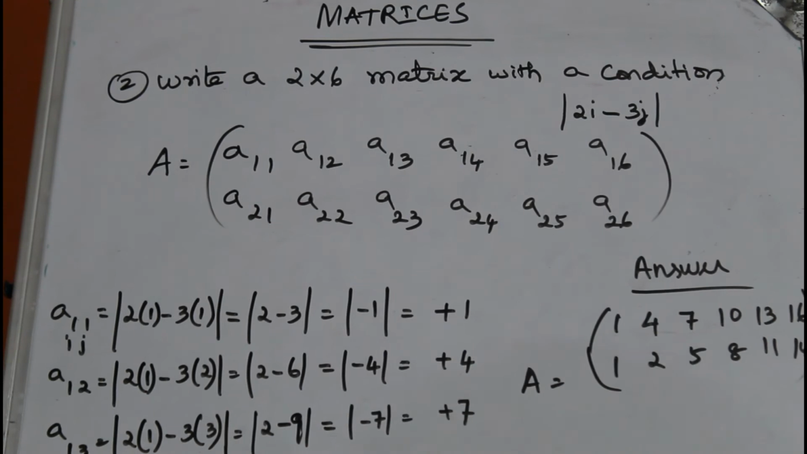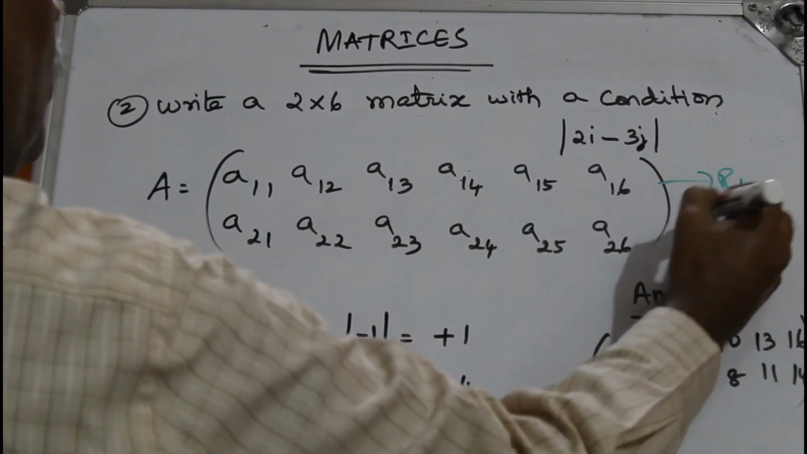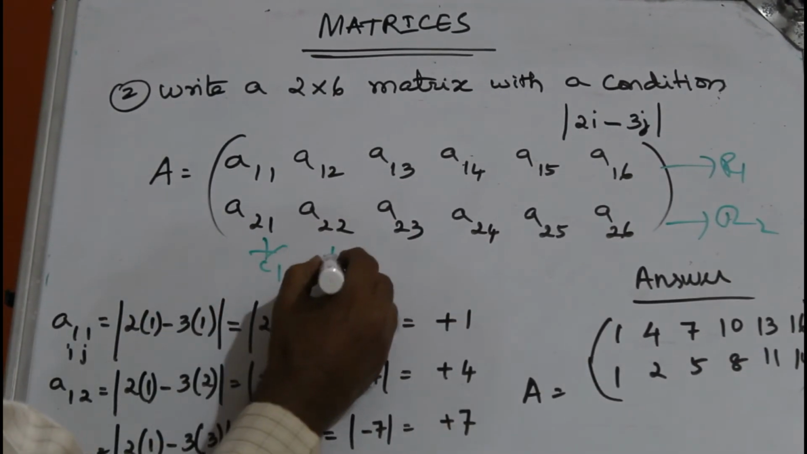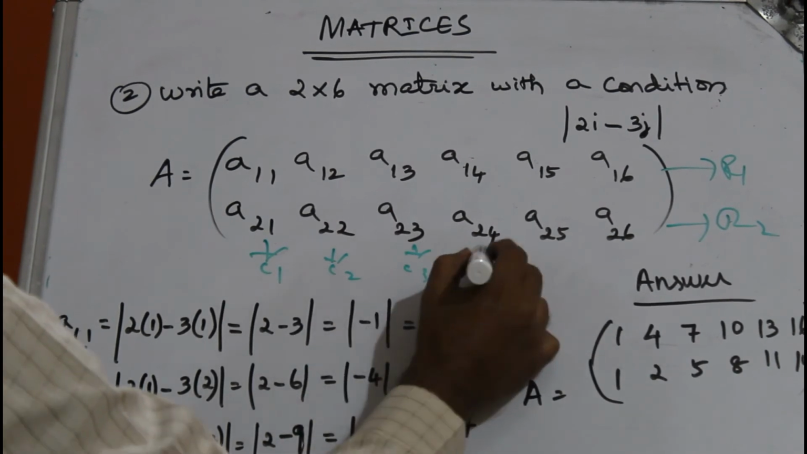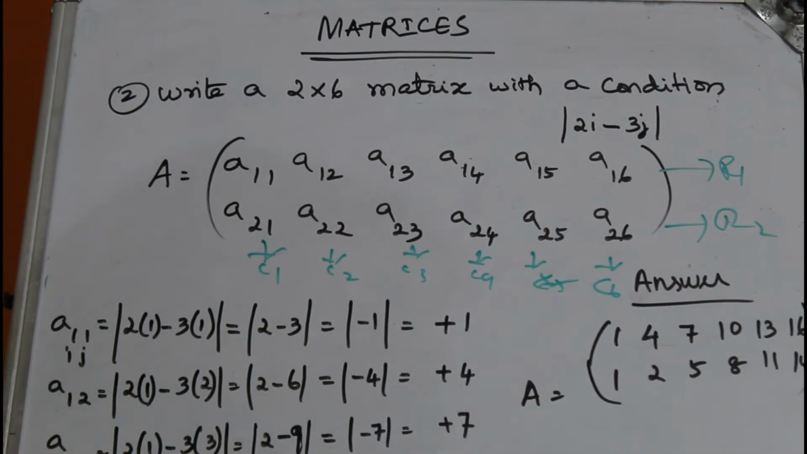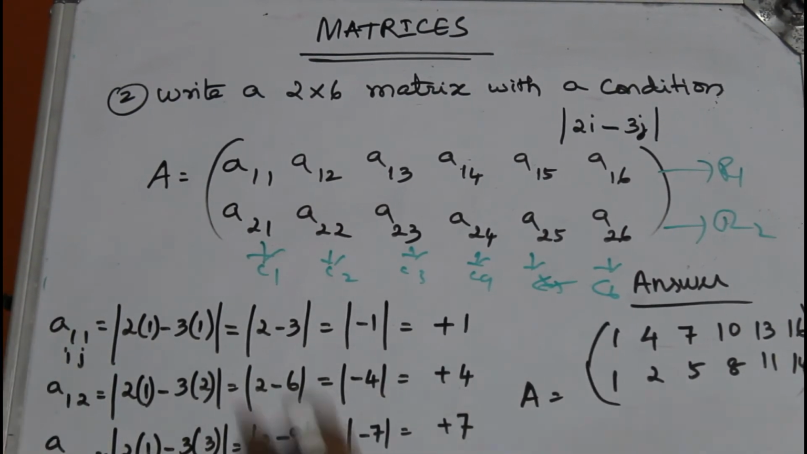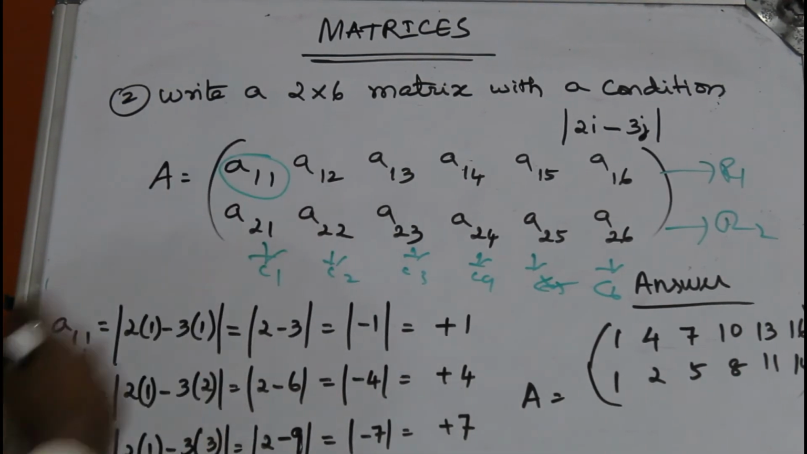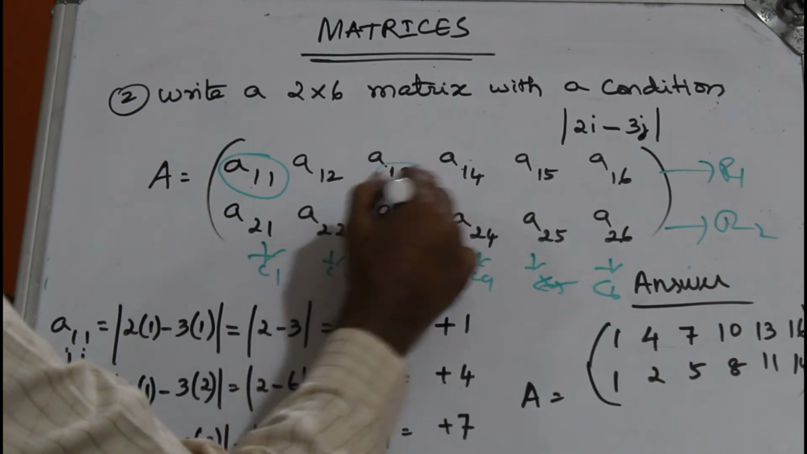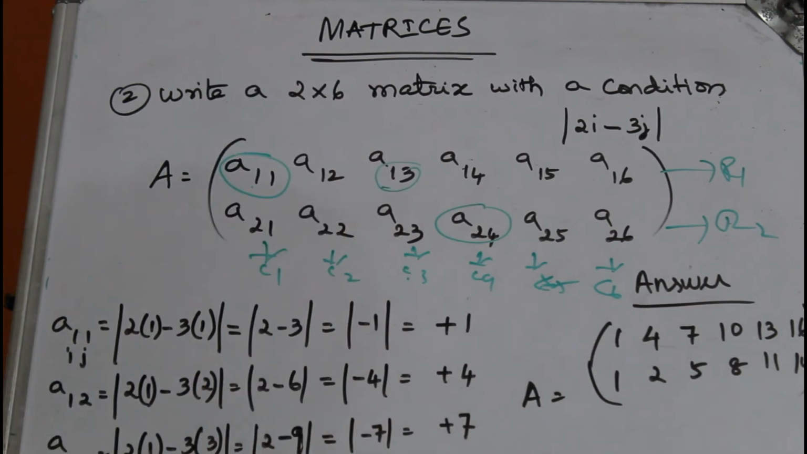Now this is 2 into 6, so 2 rows and 6 columns. This is called row 1, this is called row 2. This is column 1, column 2, column 3, column 4, column 5, column 6. So this is called a 2 into 6 matrix, 2 rows and 6 columns. Now a11 is an element, first row, first column. If you take first row, third column, or second row, fourth column, these are called elements.